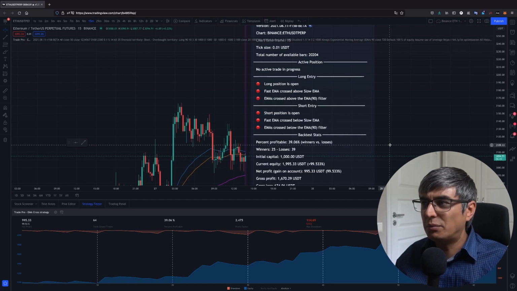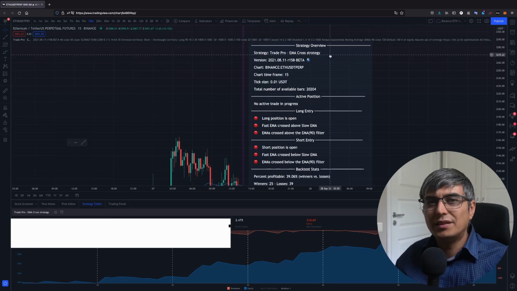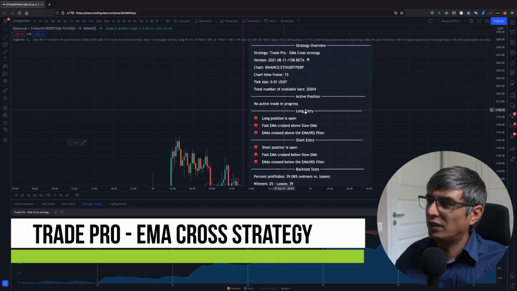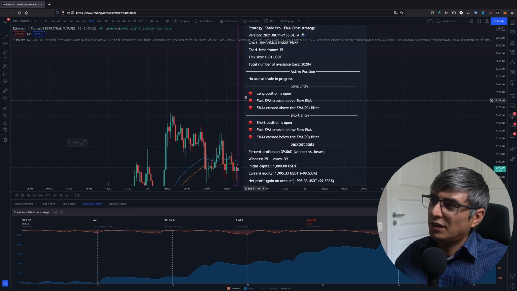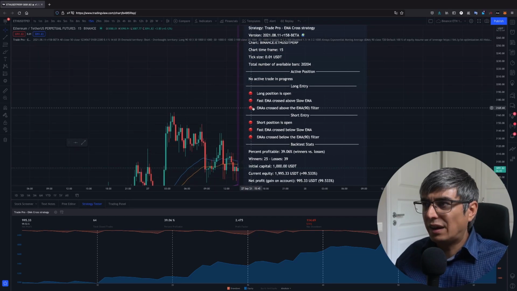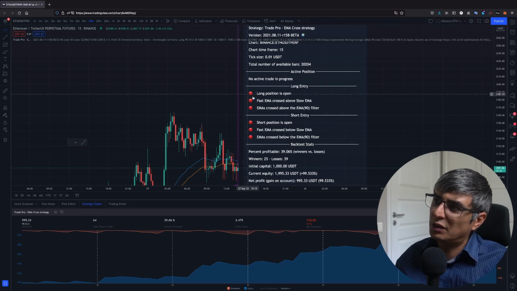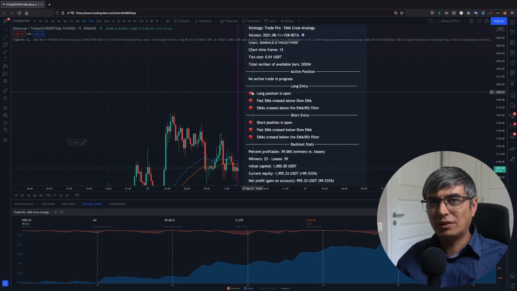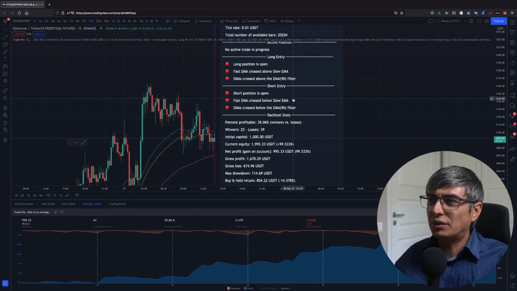Now let's have a look at the backtesting. But first, allow me to remind you that we are using the TradePro EMA cross strategy, which is based on the crossings between two EMAs, as we can see here. When we get green lights on any of these for long or short, we open a position. And when this dot, instead of being red, becomes green, that means we have an open position. Now we don't have that, and we don't have any met conditions for the settings we have.